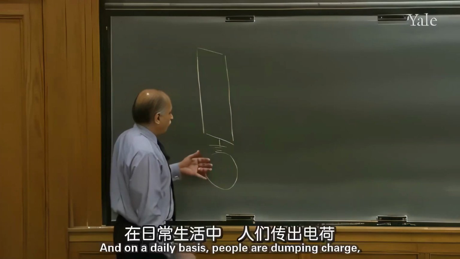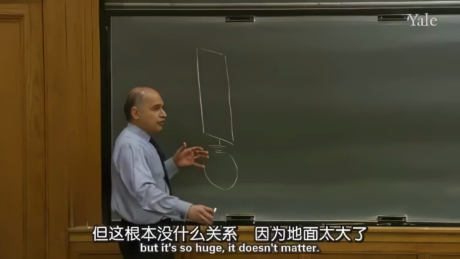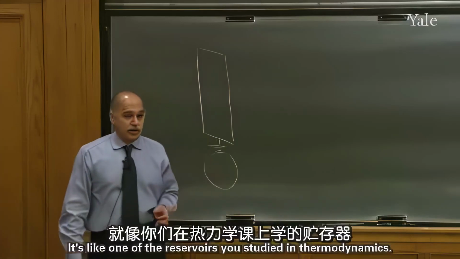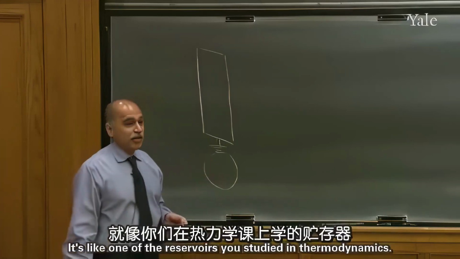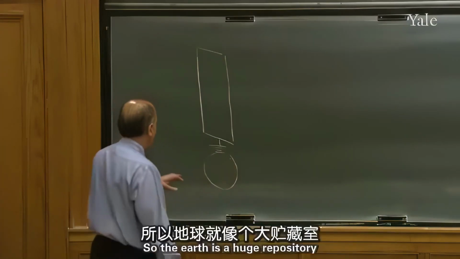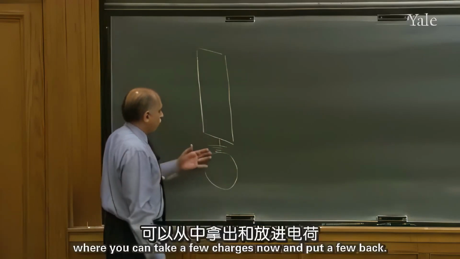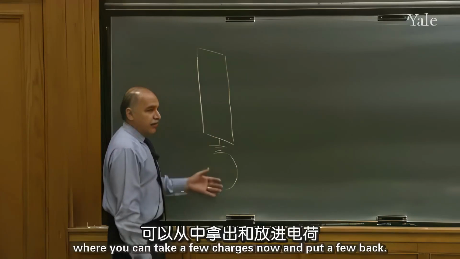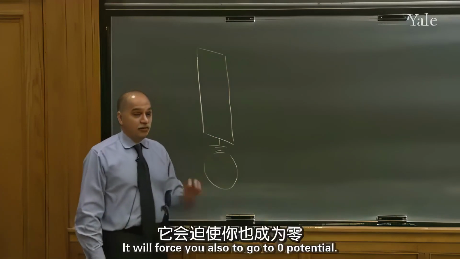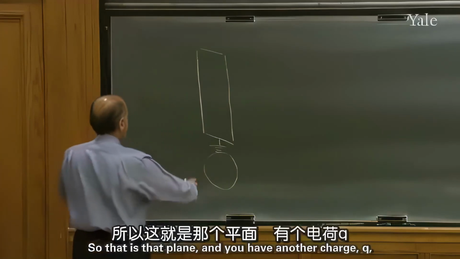And on a daily basis, people are dumping charge, people are taking charge out of it, but it's so huge, it doesn't matter. It's like one of the reservoirs you study in thermodynamics. You can take some heat, you can put some heat, it doesn't change its temperature. So the earth is a huge repository where you can take a few charges now and put a few back. It'll always remain at zero. It'll force you to also go to zero potential. So that is that plane.